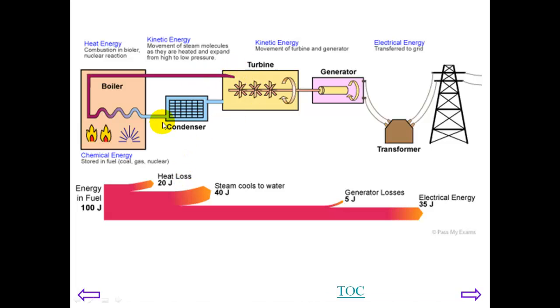Here's another Sankey diagram. For every 100 joules of fuel that go into a power station, there are 20 joules that are lost to start with when it's burned. When the steam is used, it must be cooled down. That loses another 40 joules. In the generator, there are 5 joules of energy lost. So the only useful energy is basically 35 joules. But notice that the width at different parts represents the amount of energy. So you're left with 35 joules out of 100 joules, so this power station is only 35% efficient.